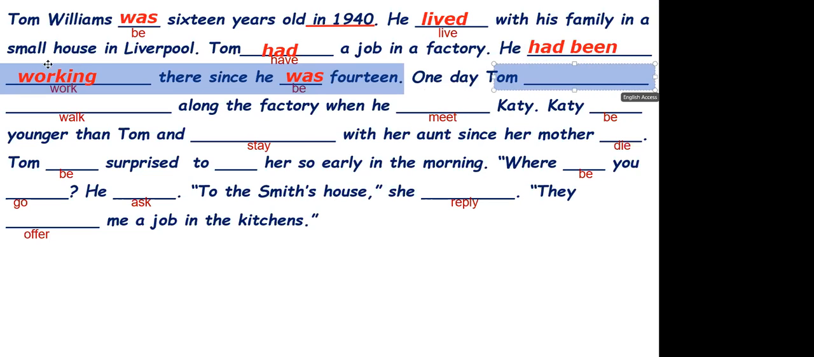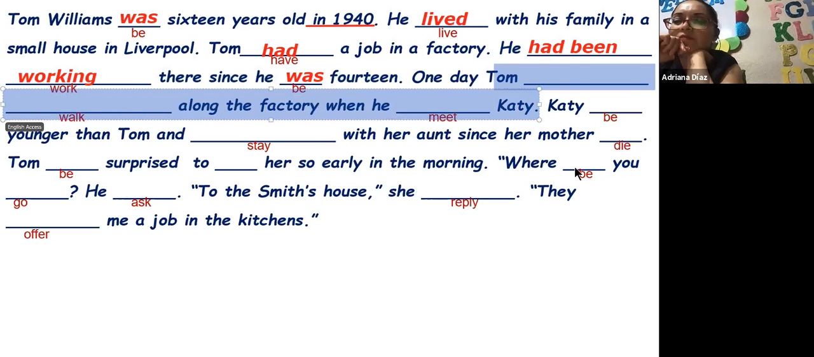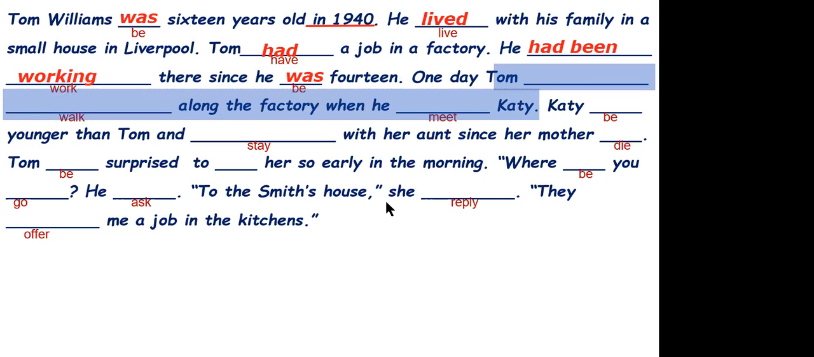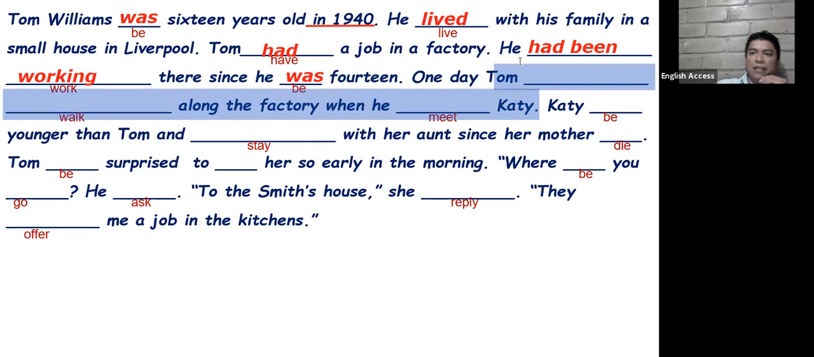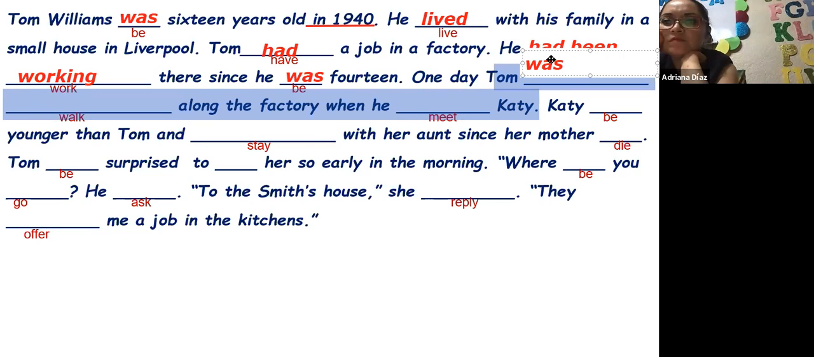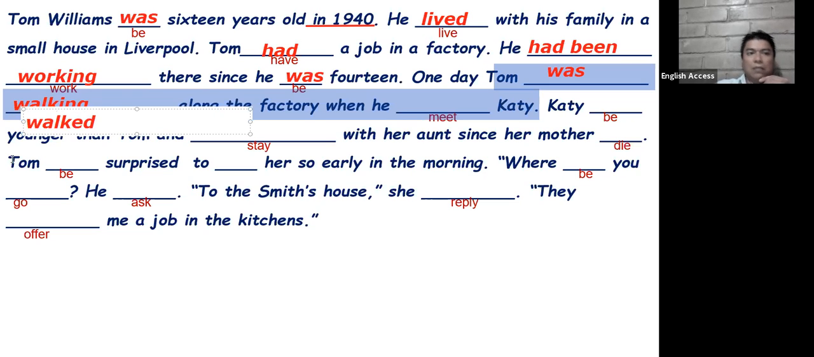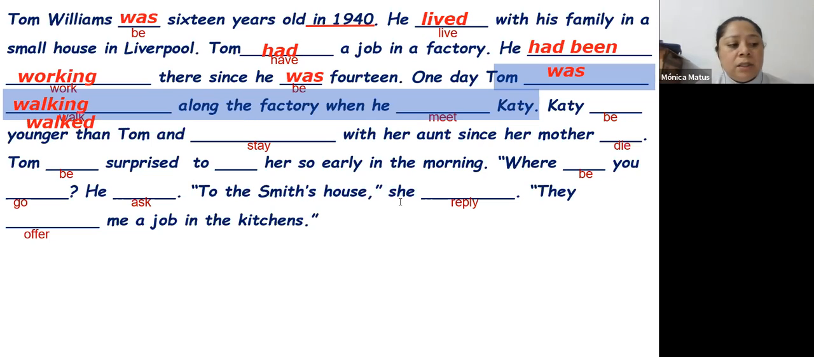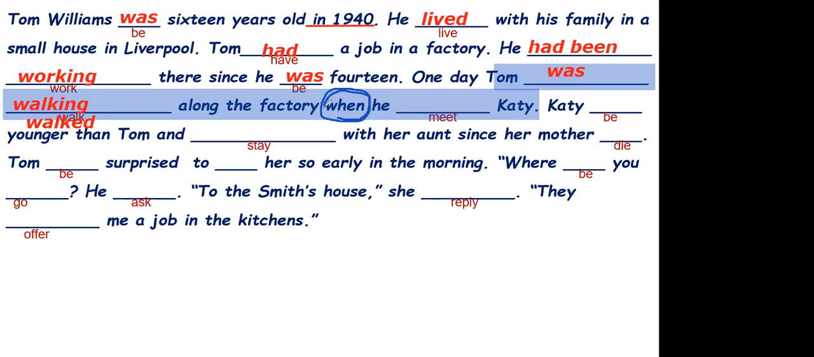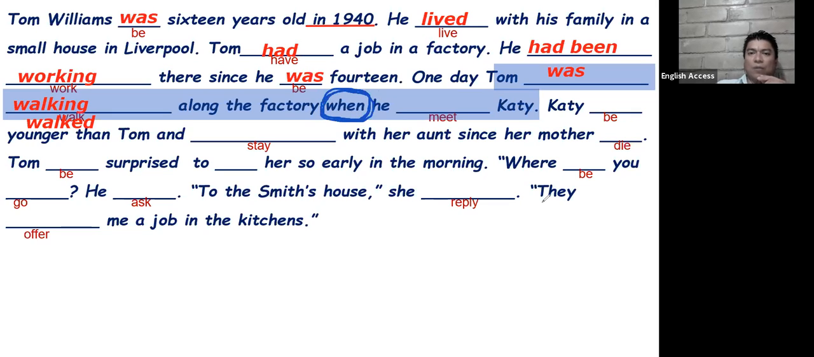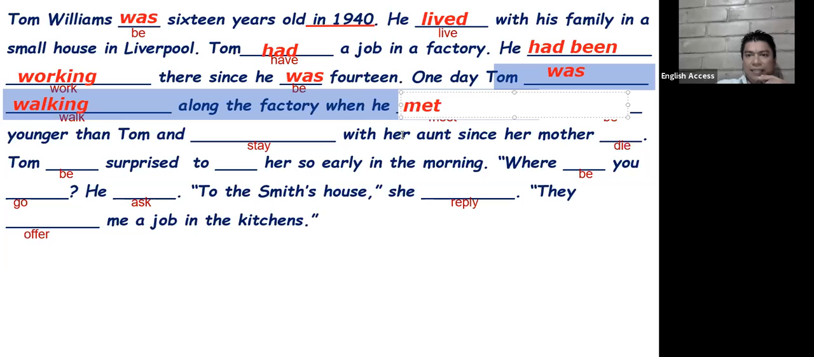One day, Tom was walking. Walked. Was walking along the factory when he met Kathy. So I have two different ideas. Was walking. Okay. So was walking or walked. What do you think is the correct one? What are your opinions? Progressive. Was walking. Why? Because he was doing something when suddenly something happened. Yeah, we have a connector, when, so we'll go with progressive. Was walking when he met Kathy. Met Kathy. Very good.